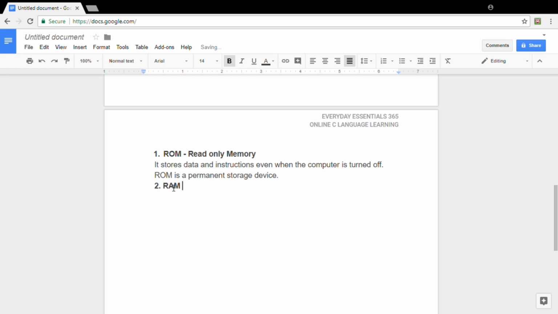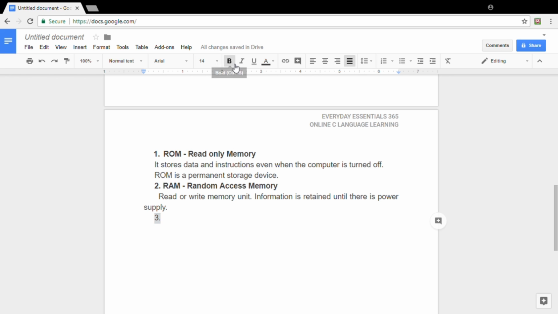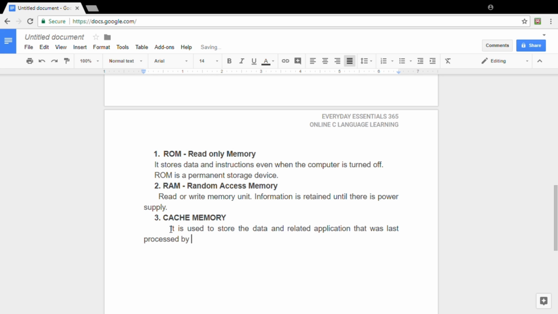So let's look at another primary memory, and that would be RAM. Random access memory. RAM stands for random access memory. So RAM is a read or write memory unit, and here the information is retained until there is power supply. So indirectly it means it's a temporary storage device. So let's look at the third primary memory, and it would be cache memory. So this is used to store the data and related application that was last processed by the CPU.